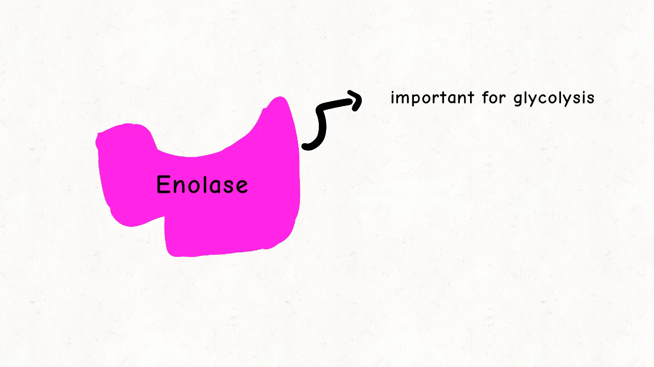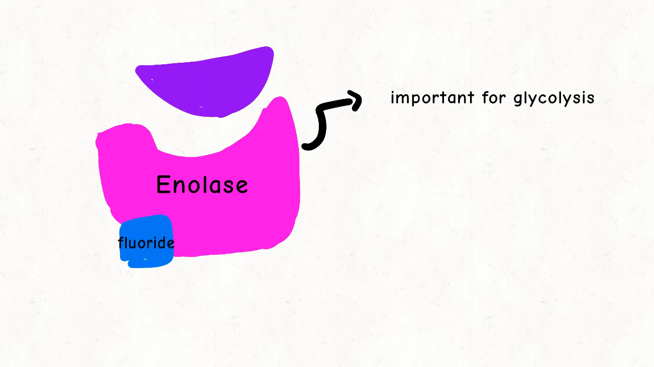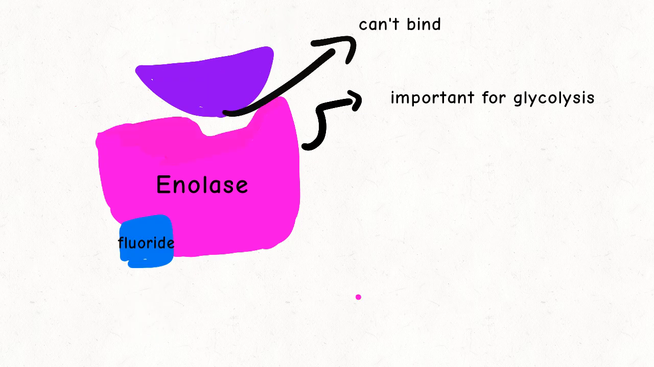One real-life example of non-competitive inhibition is when fluoride affects the enzyme enolase in our body. Enolase is important in glycolysis, which is the process that breaks down glucose to produce energy. When fluoride binds to enolase, not at the active site, it changes the enzyme's shape, preventing it from helping in glycolysis. Now, let's do a quick recap of everything we've learned today.